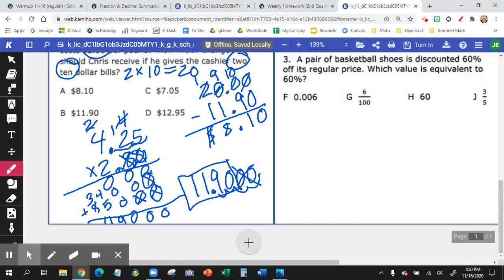So the question is, how much change should he get back? So $11.90 is the cost. And if we forget to borrow, we're going to end up with the wrong answer. But as long as we borrow correctly, then we have $8.10 left over.